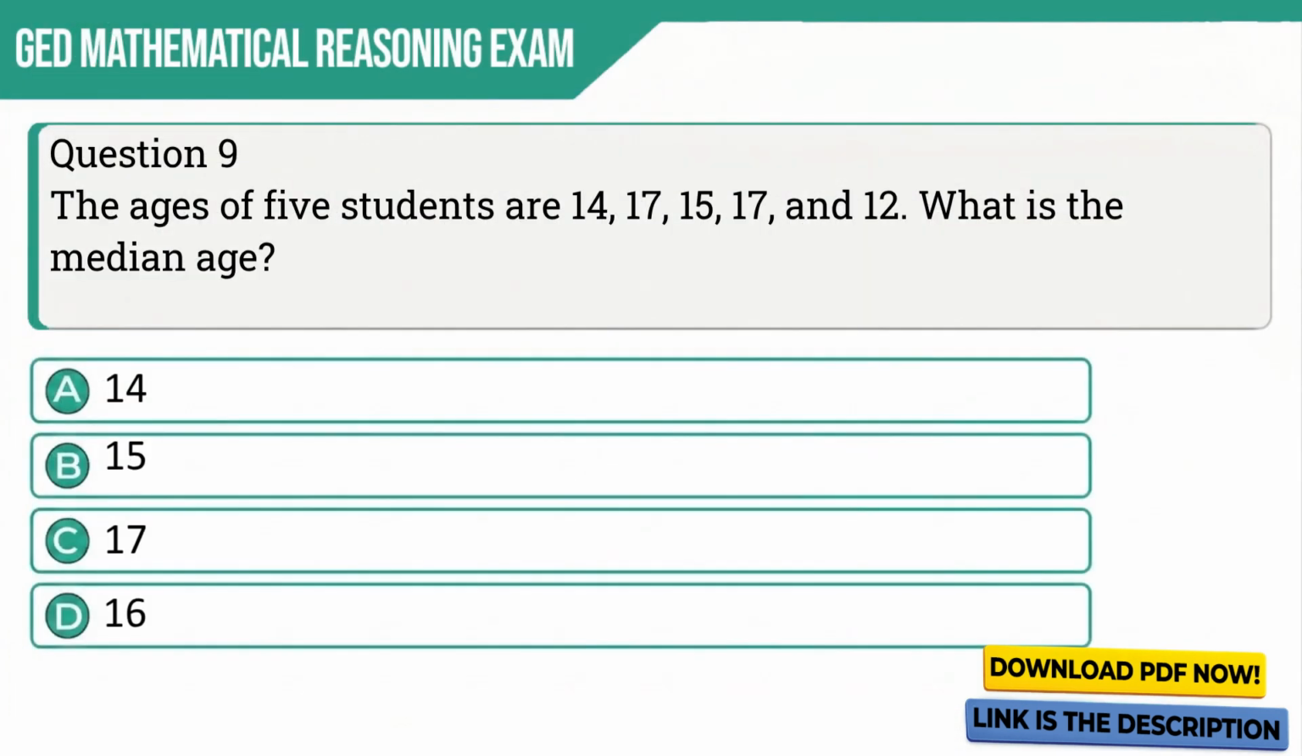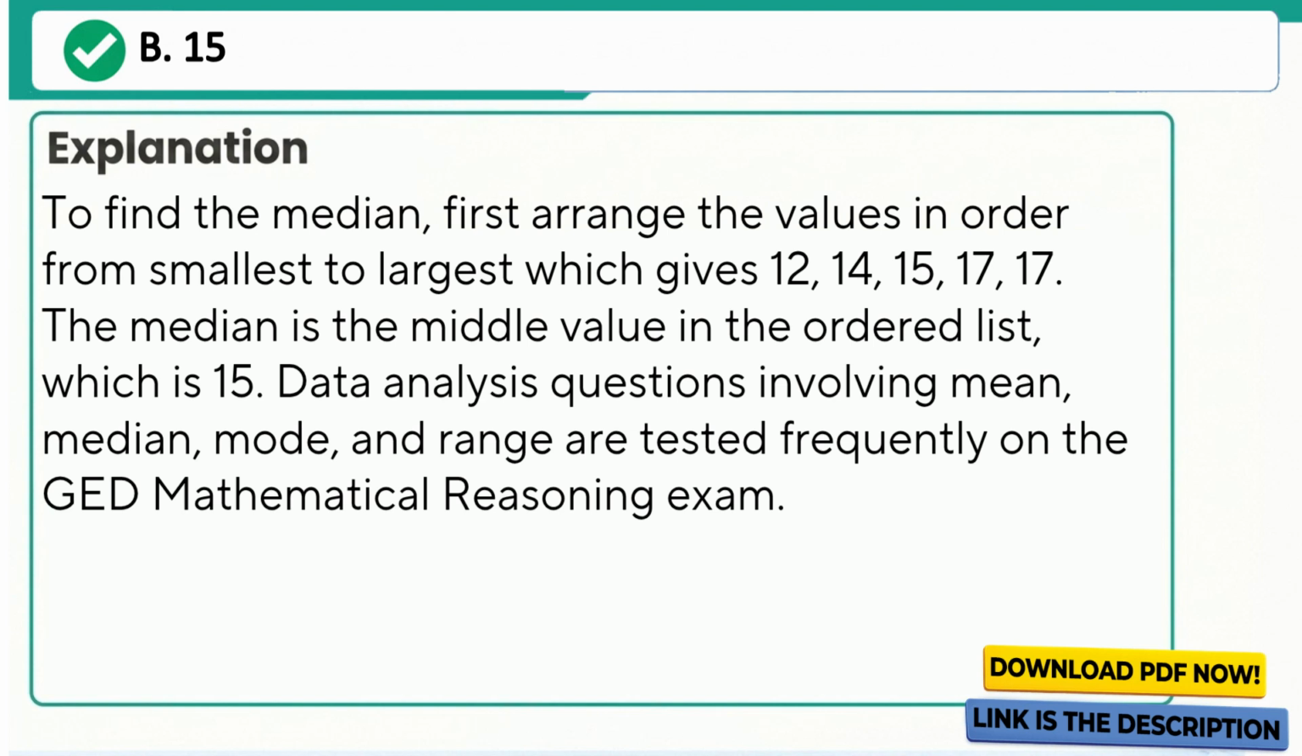Question 9. The ages of 5 students are 14, 17, 15, 17, and 12. What is the median age? A. 14, B. 15, C. 17, D. 16. Correct answer, B. 15.